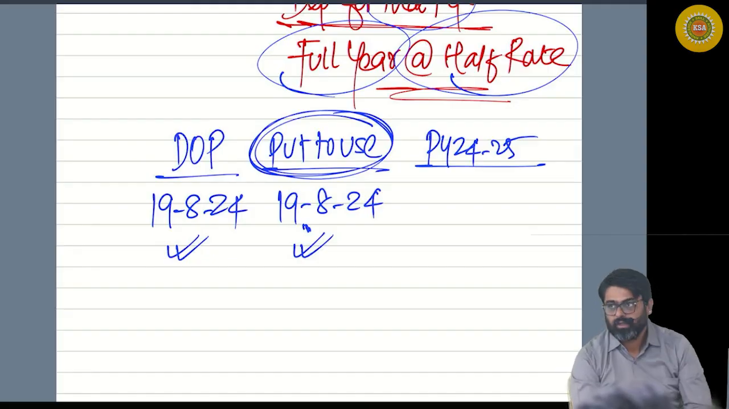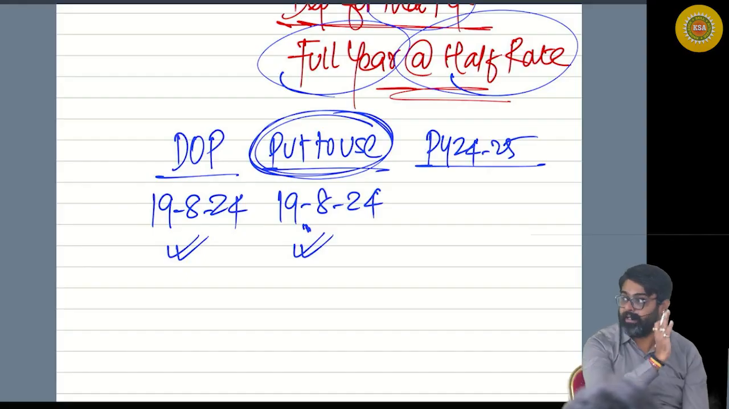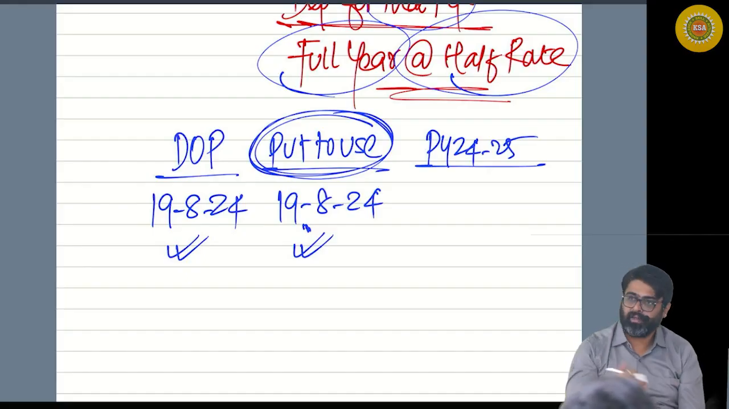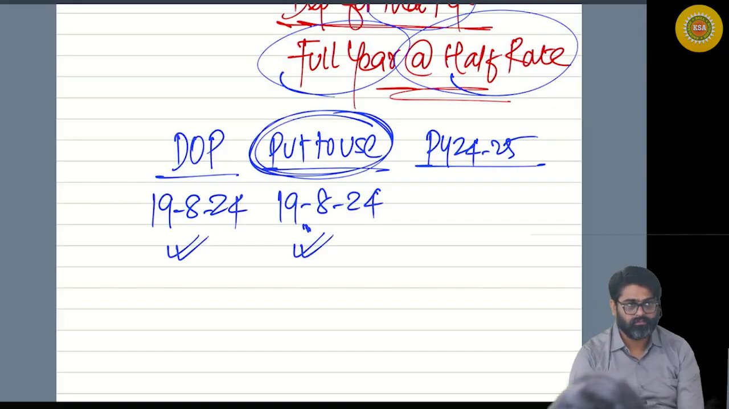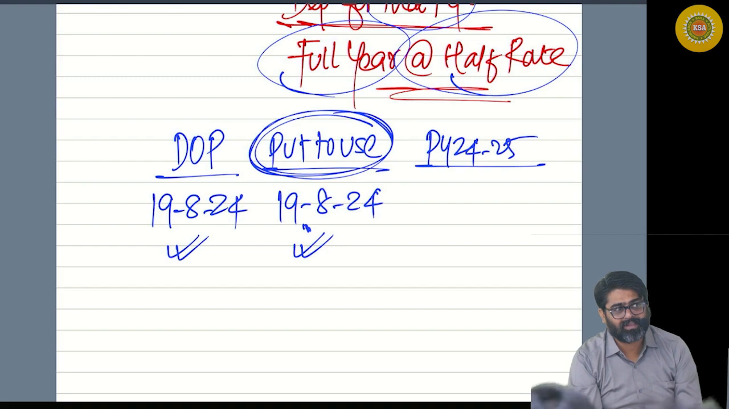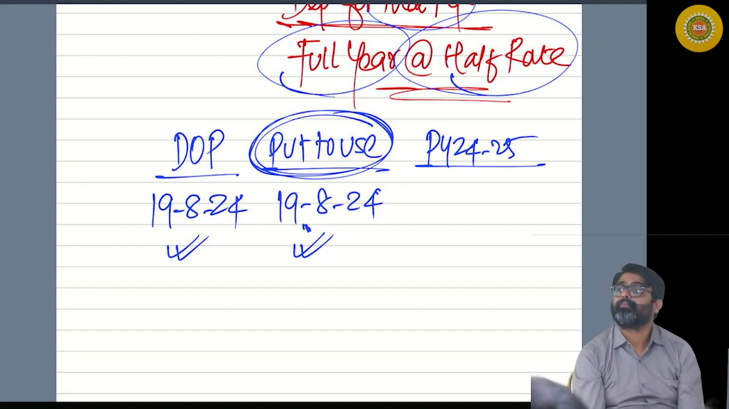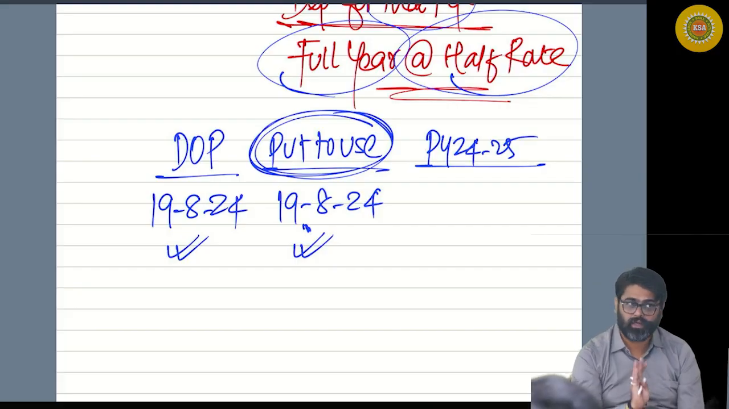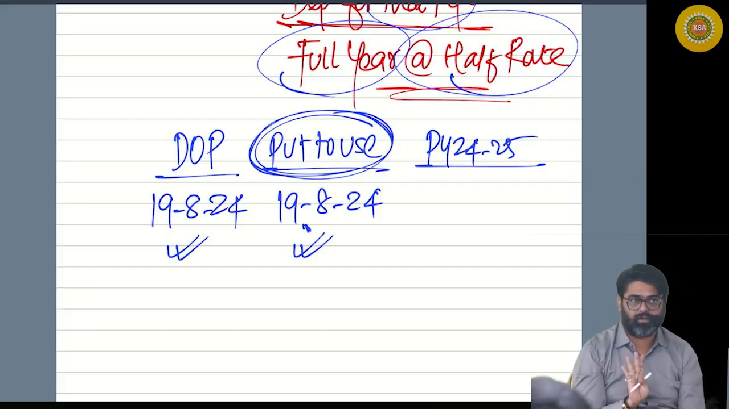Now August has how many days? 31 minus 19. How many days are remaining? 12 days of August. September 30 days. October 31. November 30. December 31. January 31. Sorry, February 28. March 31. Total 225.